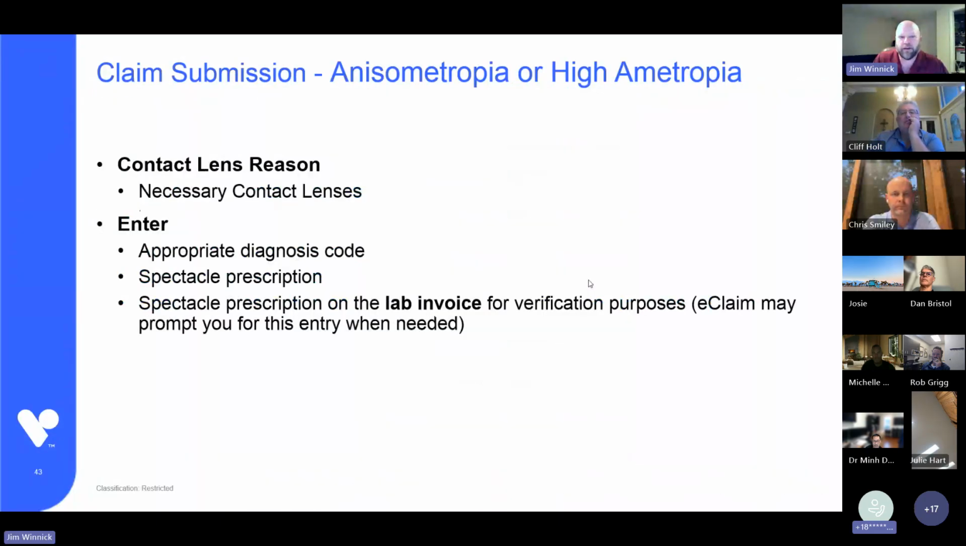And some tips when it comes to claim submission. The contact lens reason is going to be necessary contact lenses. We need the appropriate diagnostic code, and we need that spectacle prescription and a prescription on the lab invoice to trigger the system to approve the claim. If those prescriptions aren't in there and they don't meet the parameters, your claim will be denied.